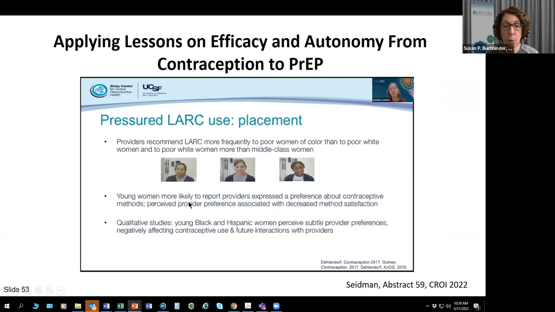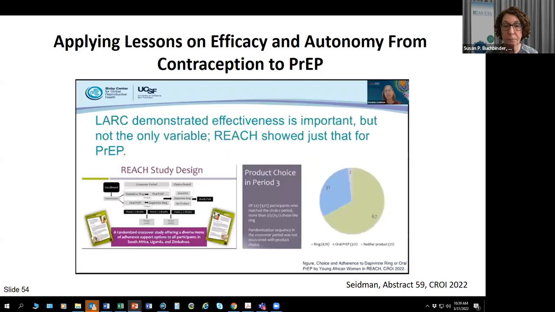And young women were more likely to report that providers expressed a preference about contraceptive methods, and perceived provider preference was associated with decreased method satisfaction in another study. And in qualitative studies, young Black and Hispanic women perceived subtle provider preferences that negatively affected their contraceptive use and their future interactions with providers.